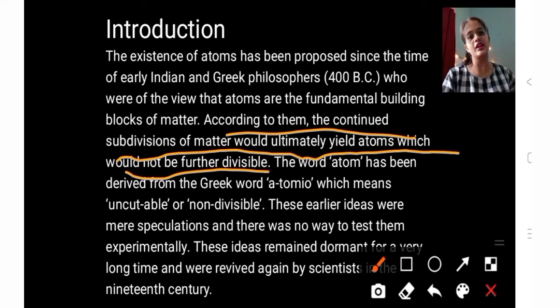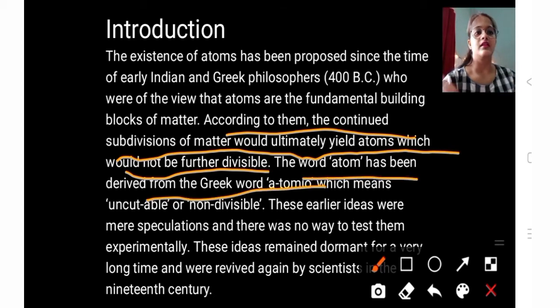But we know that inside atoms there are a lot of things like protons, neutrons, and also electrons, positrons, antiprotons, a lot of subatomic particles. So this is a disproved theory. Another thing is that the word atom has been derived from the Greek word atomia. This is not that important, but you need to know it because it's a very basic thing, and it means uncuttable or non-divisible.